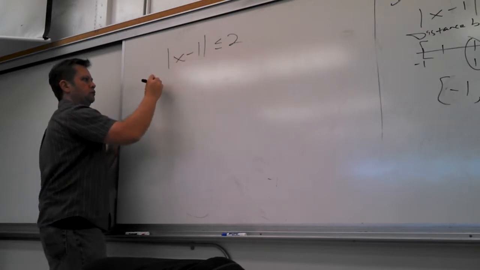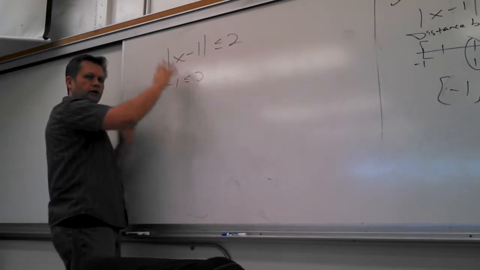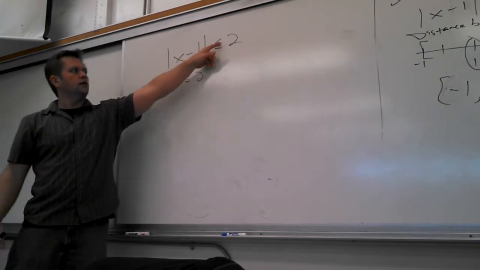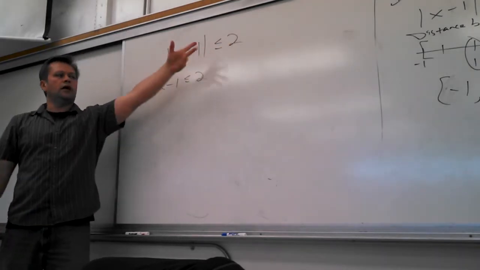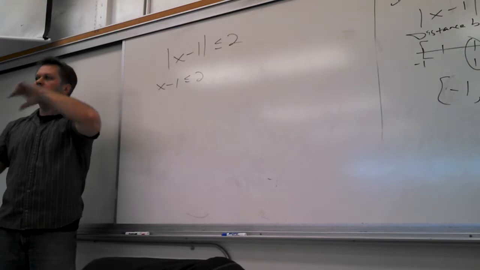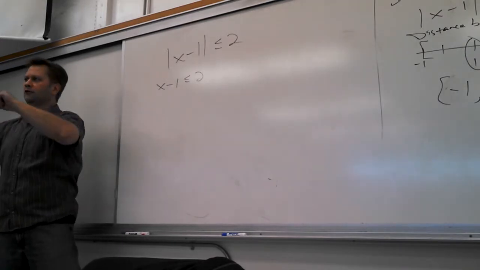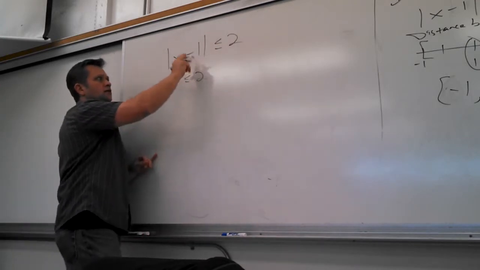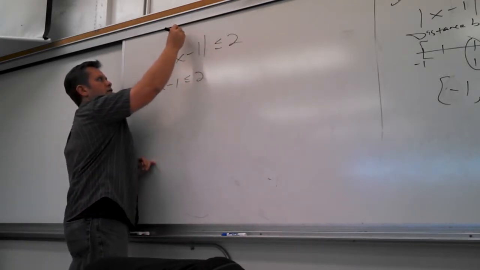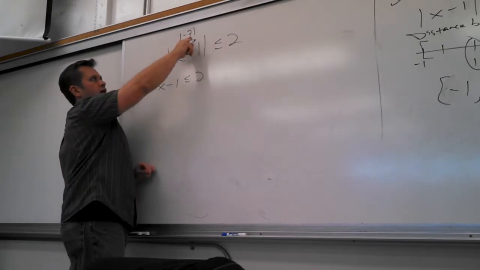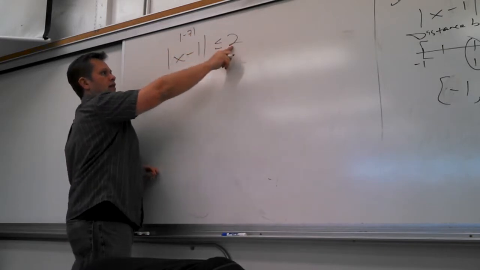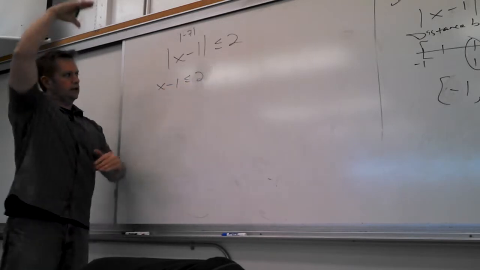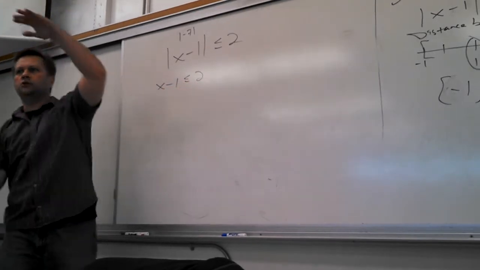So one case would be x minus 1 is less than or equal to 2. One case is always just leave it alone. If this number is already less than or equal to 2, like if it's 1, then the absolute value is going to be less than 2, right? Unless I get too far negative. Does it make sense? If this number is -7, what's the absolute value of -7? 7. Is that less than 2? No.